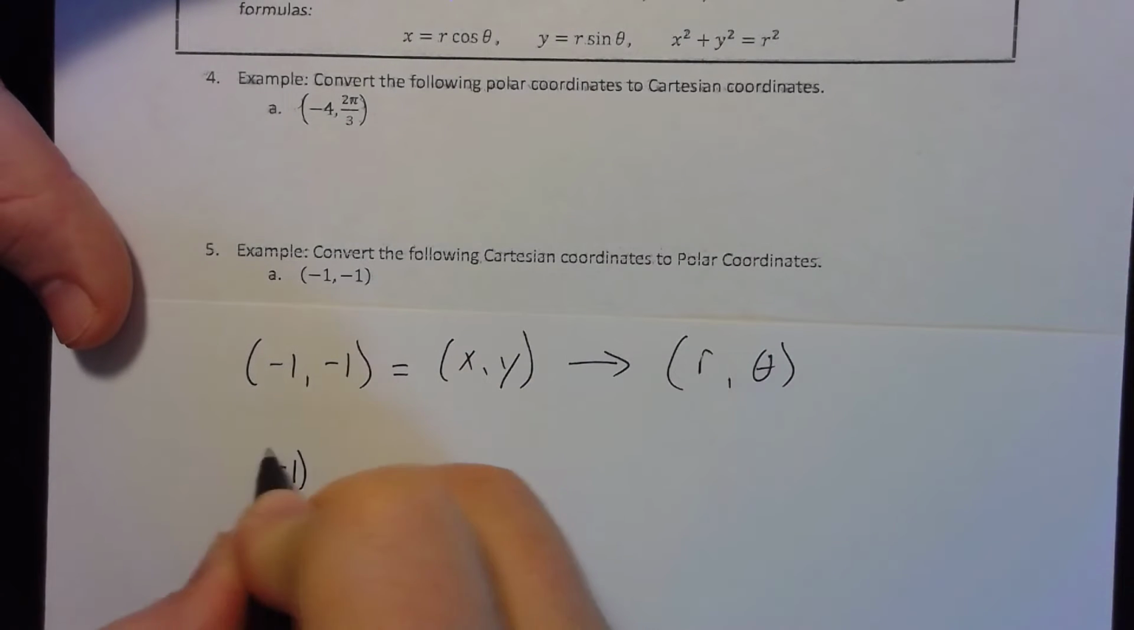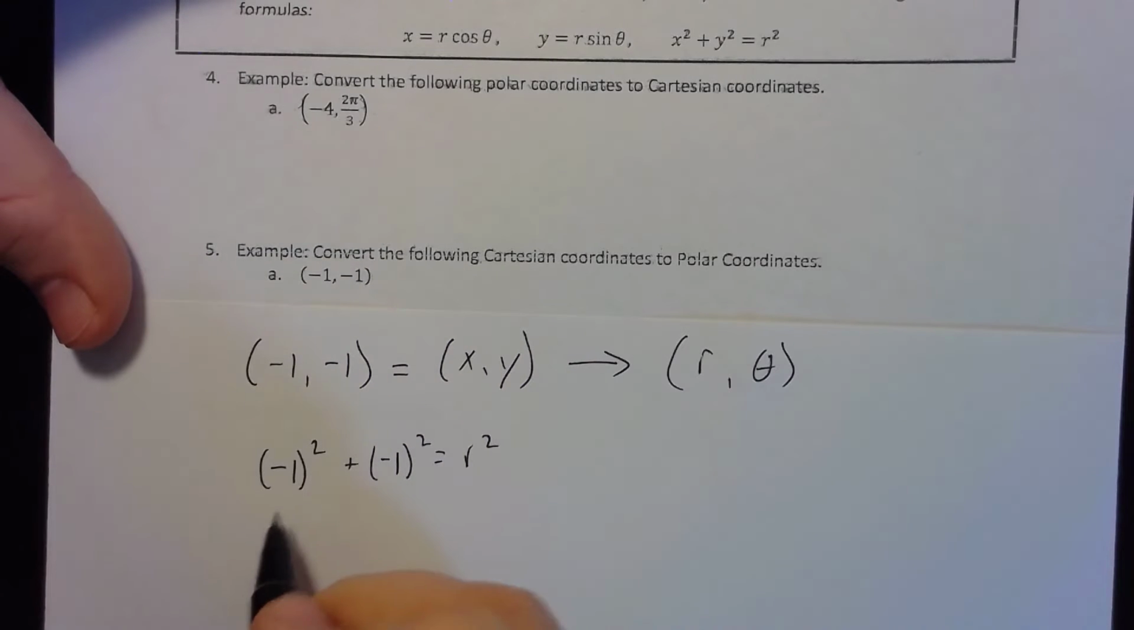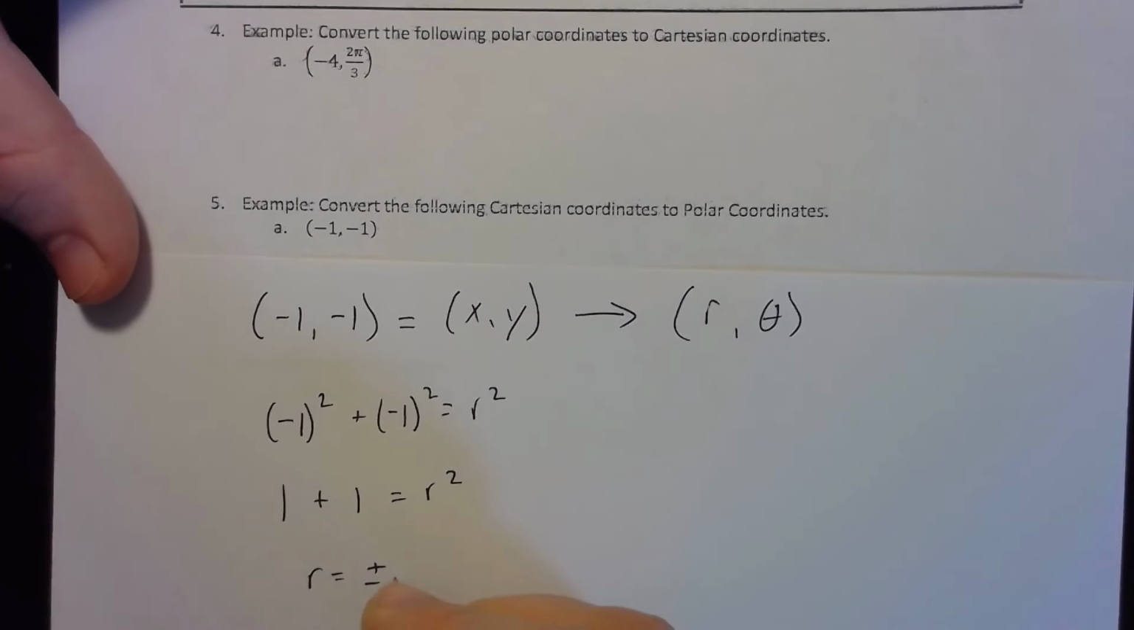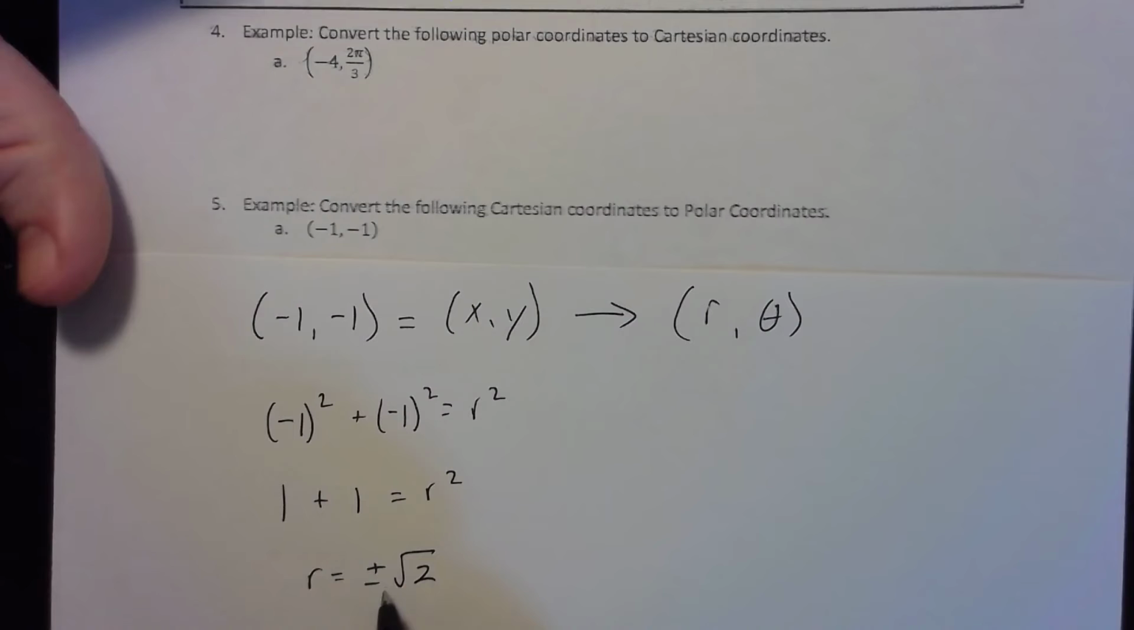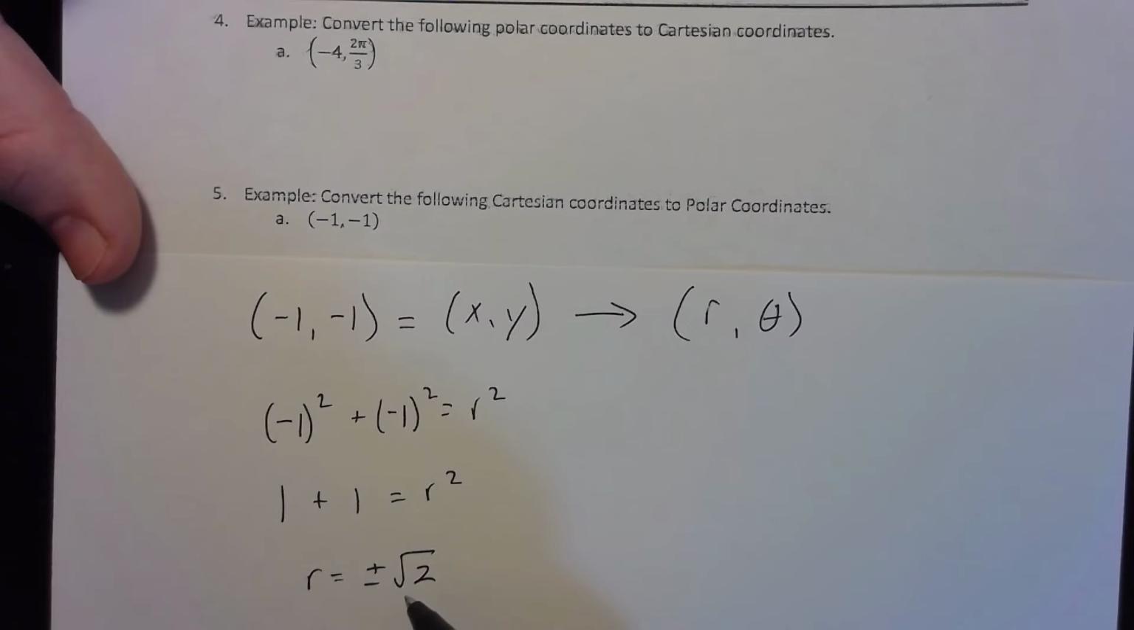So I'm going to have -1 squared plus -1 squared equals r squared. This gives me 1 plus 1 equals r squared, and therefore r is equal to plus or minus the square root of 2. So now this gives us a slight issue because it's a plus or a minus value. However, we can make note that a plus value in the radius measure is simply going to go in the direction that we want it to. A negative will go in the opposite direction.